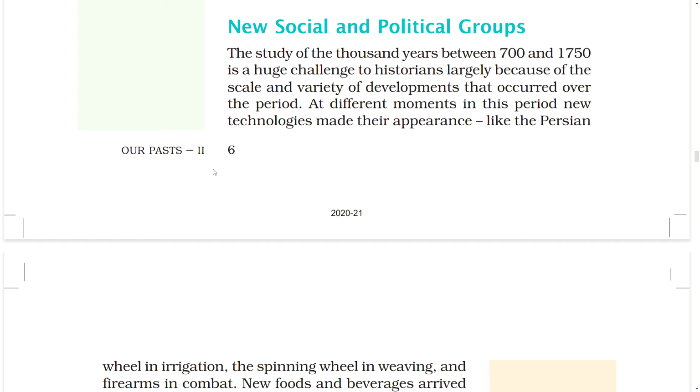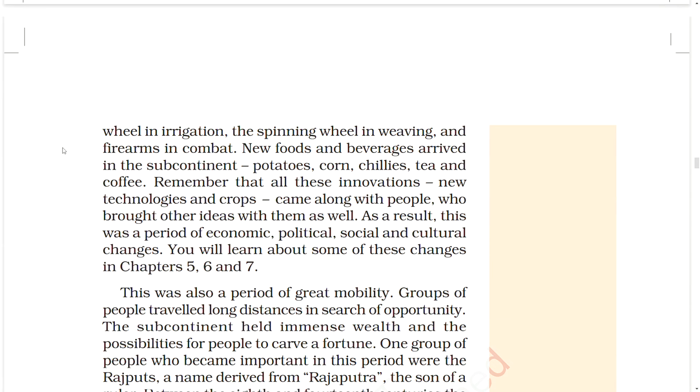New social and political groups. The study of the thousand years between 700 and 1750 is a huge challenge to historians largely because of the scale and variety of developments that occurred over the period. At different moments in this period, new technologies made their appearance, like the Persian wheel in irrigation, the spinning wheel in weaving, and firearms in combat.